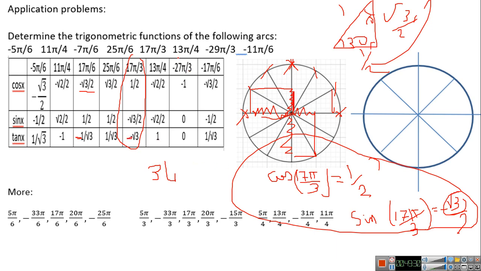Okay. Now I want minus 27 pi over 3, so minus 54. Let me clear everything.